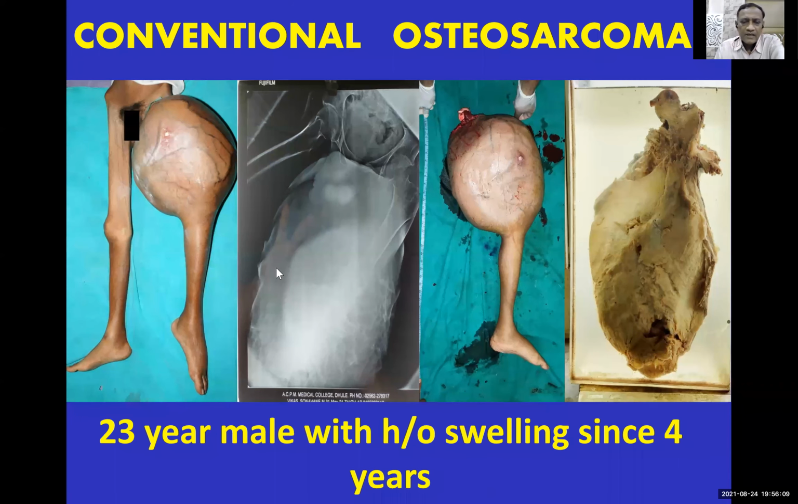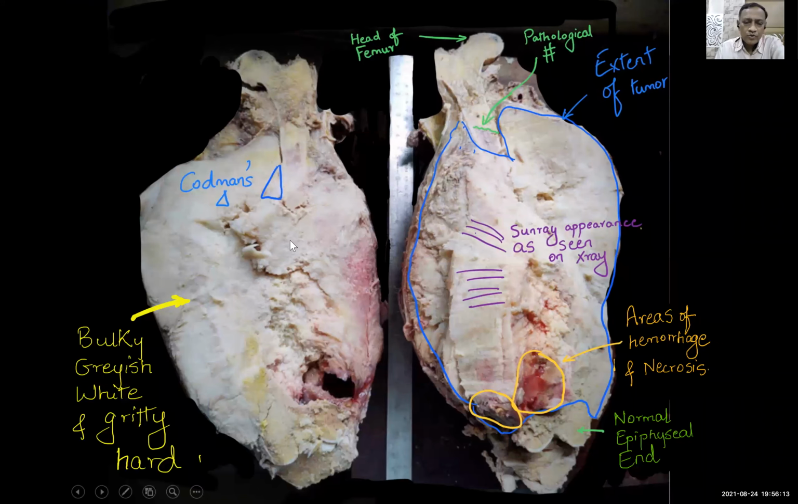This is the cut section. Actually, the tumor was so hard. We broke 2 saws while cutting this whole specimen from femur to condyle. So this is a bulky, grayish-white, gritty, hard tumor showing Codman's triangle. There was a pathological fracture also. This is a very large tumor.